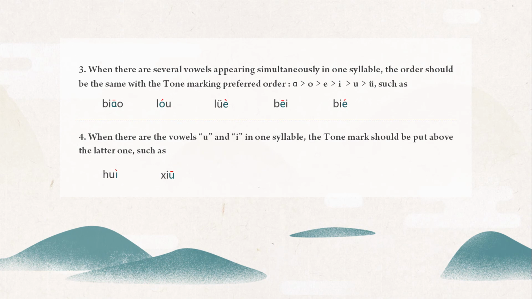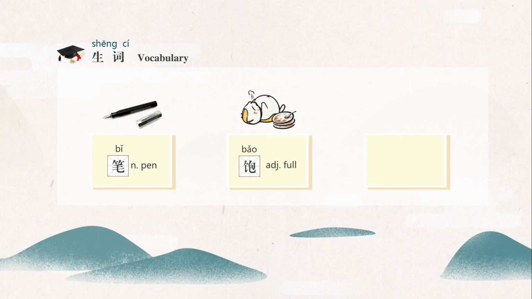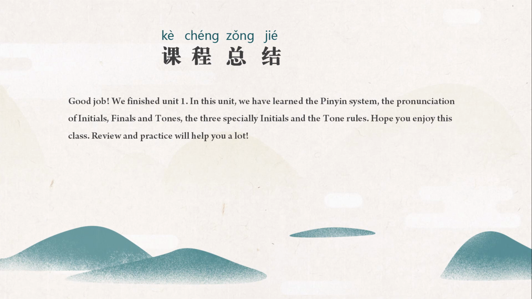We learned the rules of tone marking. Now, can you put the tone correctly in the syllable? Please try to review the rules after class. Now, let's learn some new words. Second part. 生词: 比, 宝, 家. 课程总结.